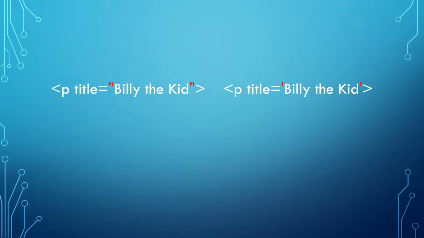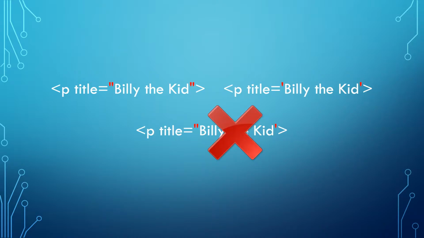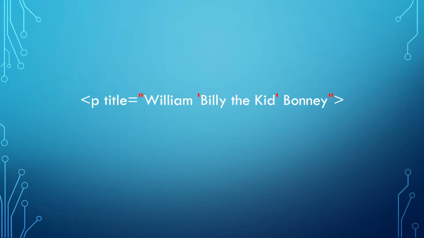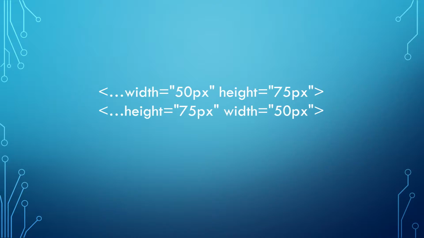You can use single or double quotes around values, although you must use the same on both sides. You cannot use a single quote on one side and a double on the other side. If you need to use quotes inside of quotes, make the outer quotes of one type and the inner quotes of the other type. When you have multiple attributes, the order does not matter. In this example, we have both height and width, and either order will give you the same result.